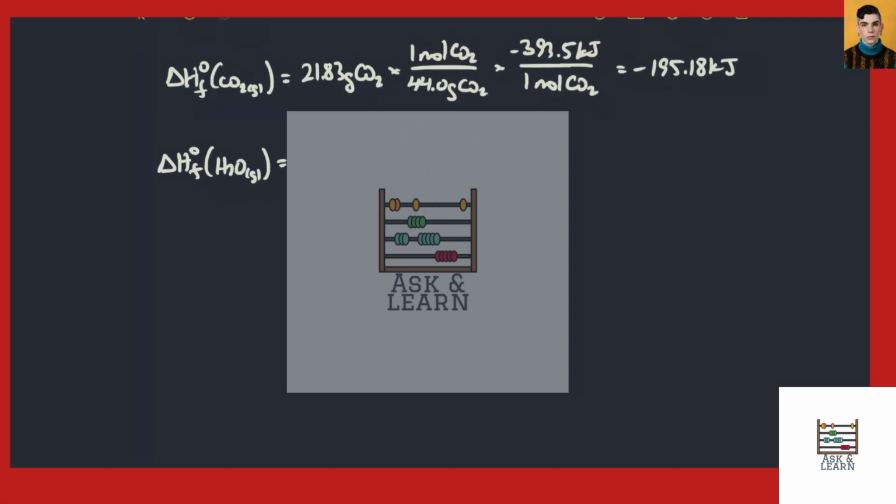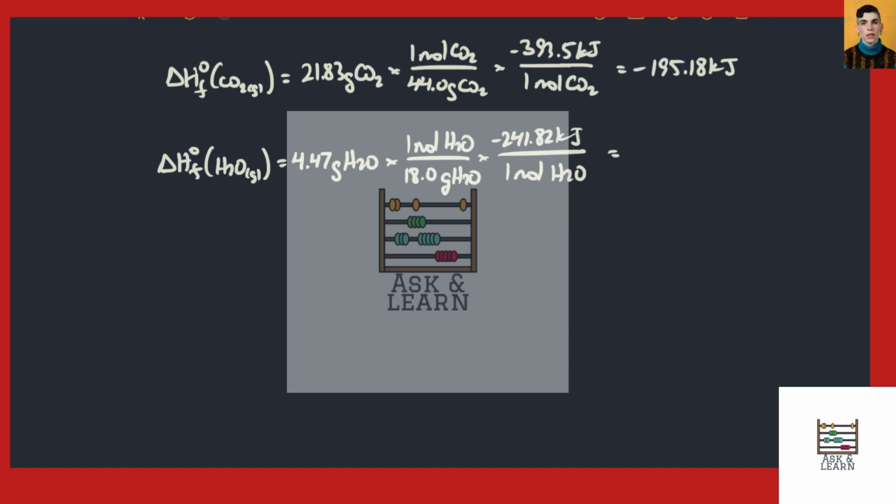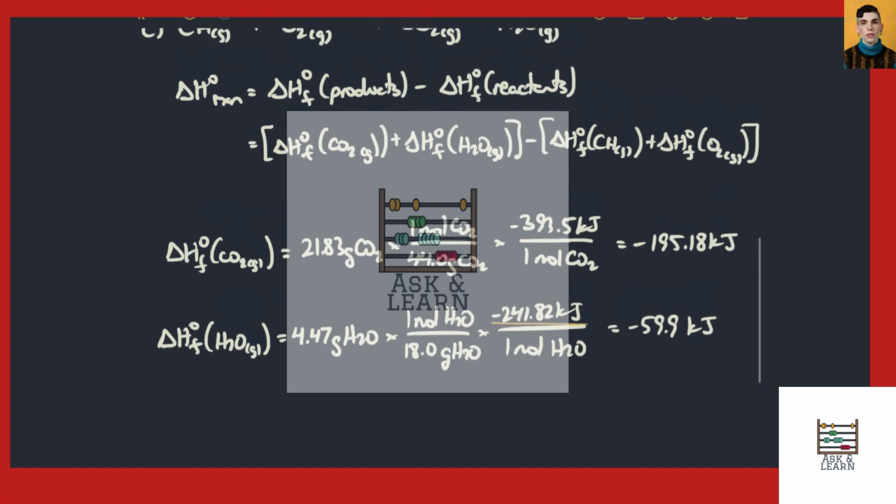And we also have to calculate the delta H naught formation of H2O gas. This is 4.47 grams of H2O, 18.0 grams of H2O in 1 mole. 1 mole of H2O is negative 241.82 kilojoules, and this is equal to negative 59.9 kilojoules.